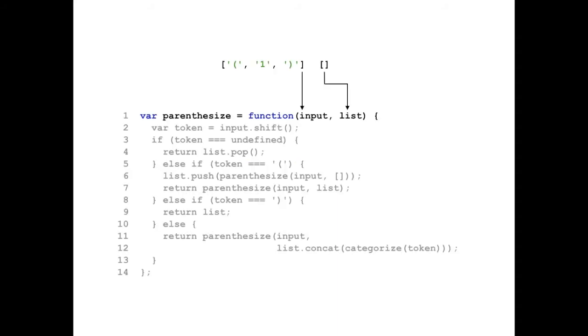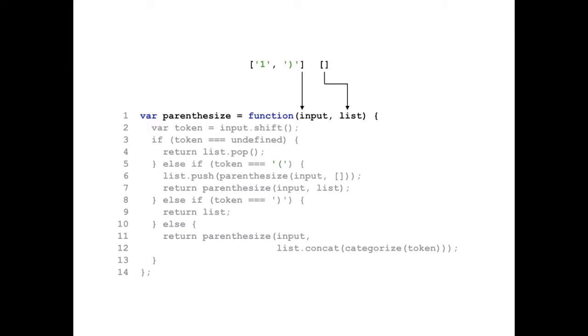Now let's look at another example where we're trying to parenthesize the list with 1 in it. So the tokens we've got are open paren, 1, close paren. Same deal, here's the parenthesize function. We shift off the first token. This time it's an open paren. So that means we're going to call parenthesize on line 6, starting a fresh new list. That's absolutely crucial. And we're going to pass in the rest of the tokens that we've got left.